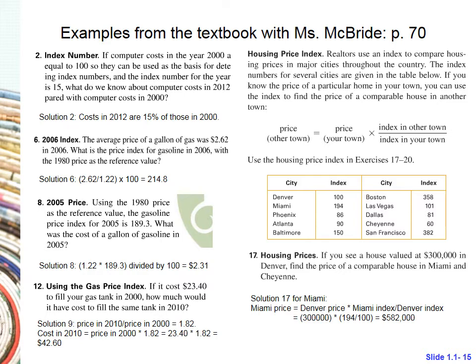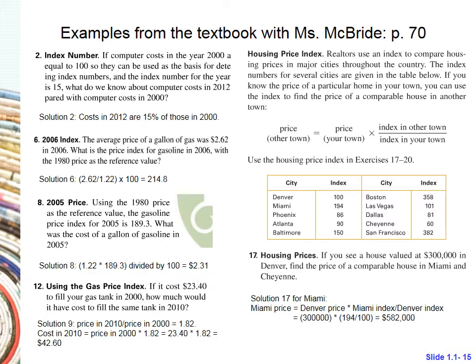How do we know about, what do we know about computer costs in 2012 as compared to 2000? If you look in your book, you can see what got a little chopped off there. Sorry. All right, so just based on the definition of the index number, that means that the costs in 2012 are 15% of those in 2000. So notice that means they went down, and we know that computer prices have gone down, so that's accurate, much lower.